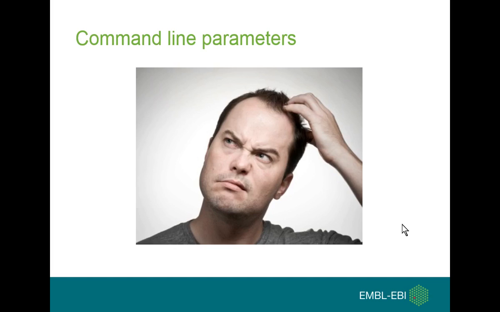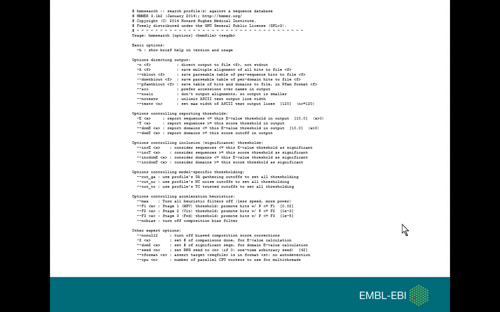So command line parameters for all these tools are quite interesting. I'm going to take one tool as an example. These are all the command line tools for HMMER. Now I know this tool pretty well. So if I changed any of these options, I know that this would have absolutely no effect on my results because these are just outputs.